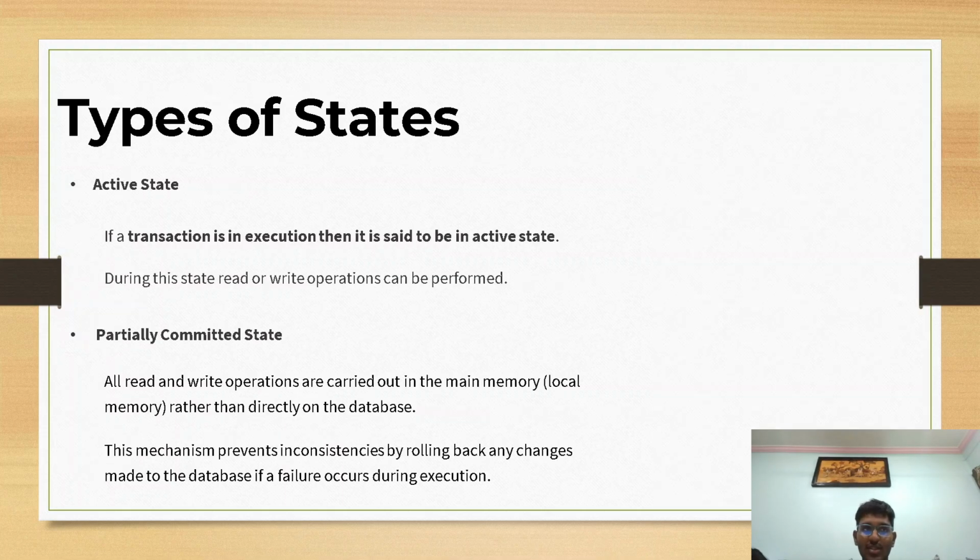Now, types of states. First is the active state. If a transaction is in execution, then it is said to be in the active state. During this state, read or write operations can be performed. Partially committed state: all read and write operations are carried out in the main memory, local memory, or a temporary memory rather than directly on the database. This mechanism prevents inconsistencies by rolling back any changes made to the database if a failure occurs during execution. Rolling back, in simple words, we can consider as undoing certain operations in a transaction.